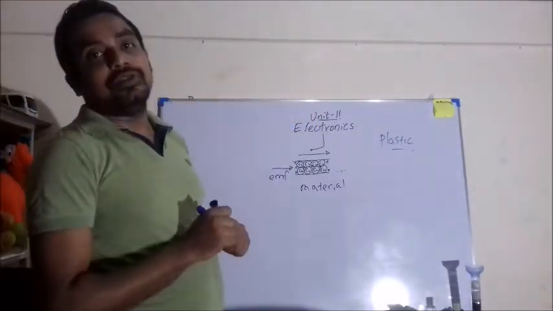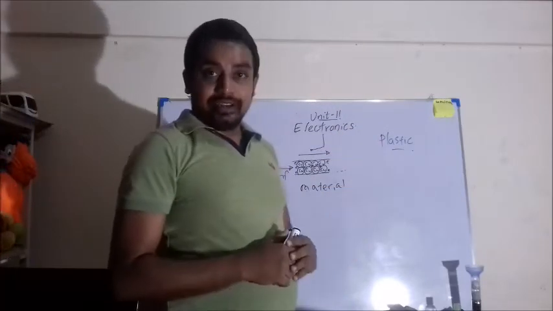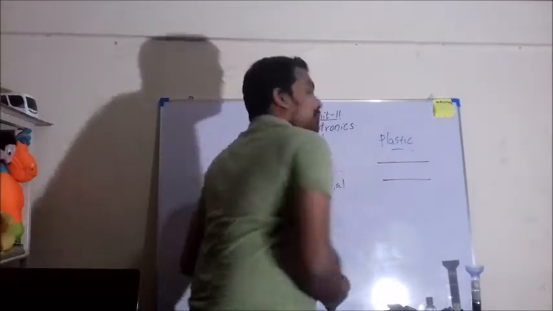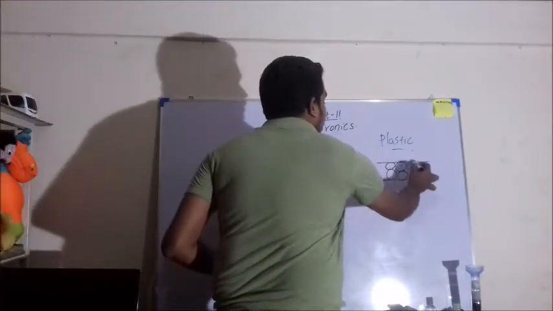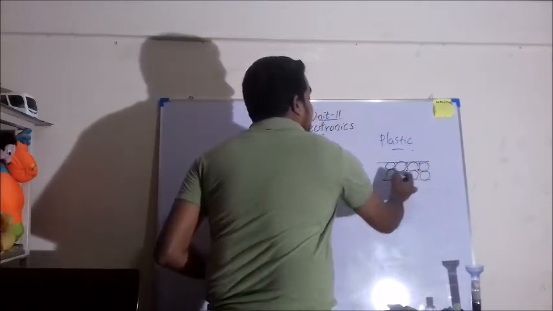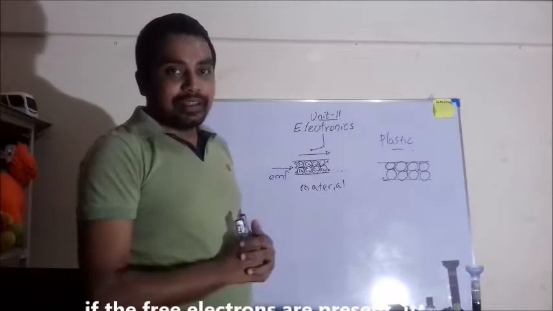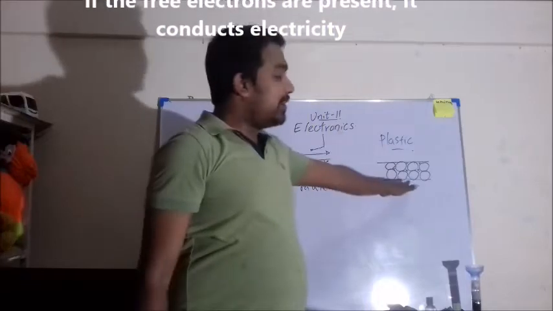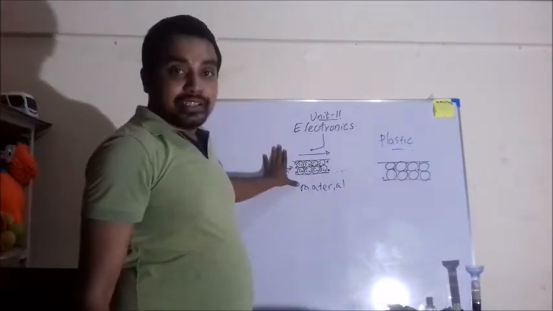Then we talk about plastic. You all know that it is an insulator. An insulator has no free electrons. When the structure is formed, it does not contain any free electrons. No free electrons, so it does not conduct electricity. One thing is very clear. If the free electrons are present, it conducts electricity. If the free electrons are not present, it does not conduct electricity. Very simple. The definitions are very clear.